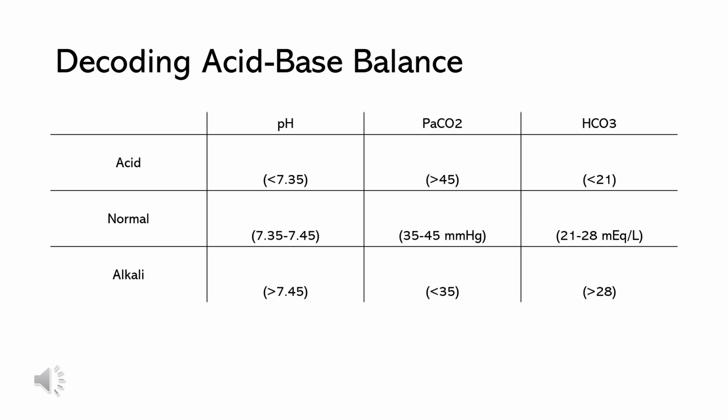Accurately categorizing values ensures a correct interpretation. Now identify which row has at least two values placed in it. This indicates whether you're dealing with an acid or alkali imbalance. Two or more values in the same row signify the primary nature of the imbalance.